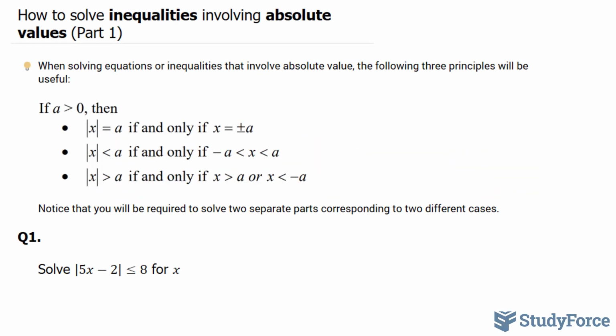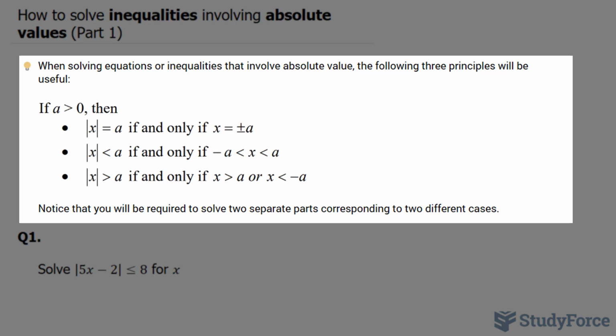In this quick tutorial, I'll show you how to solve inequalities involving absolute values. This is part 1 of this series. When solving equations or inequalities that involve absolute value, the following 3 principles will be useful. In this example, we'll be focusing on the second principle, which states that if a is greater than 0, then the absolute value of x is less than a if and only if x is between negative a and a.